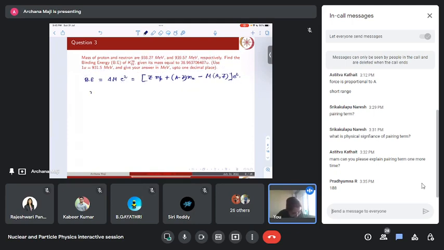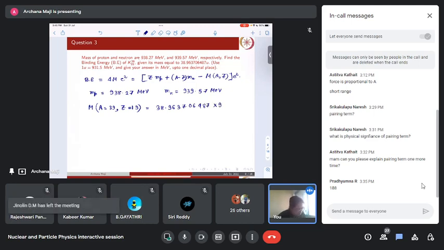Okay, so mass of proton is 938.27 MeV. Mass of neutron is 939.57 MeV, and the nuclear mass of potassium, so A is equal to 39 and Z is 19, is equal to 38.963706, which is given in atomic mass unit.